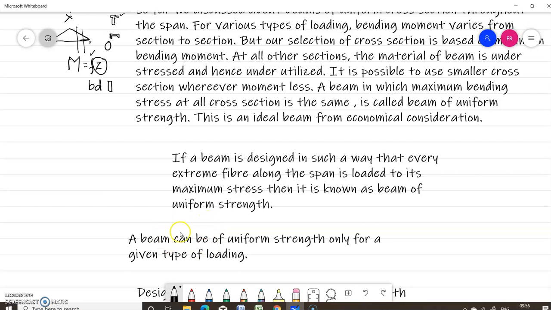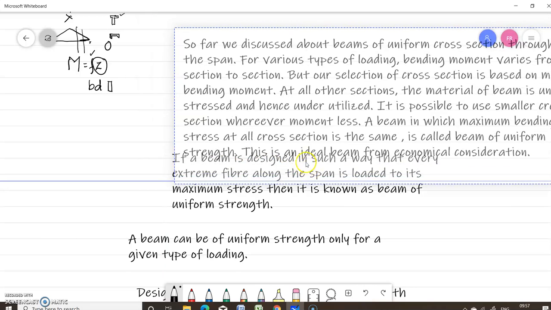For example, in the case of the spring of a vehicle. In the case of buildings, this is not possible. The loading will be different for different sections. So a beam of uniform strength can be provided only for a given type of loading. So what is a beam of uniform strength? A beam designed in such a way that every extreme fiber along the span is loaded to its maximum stress is known as a beam of uniform strength.